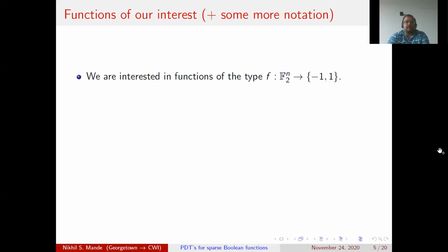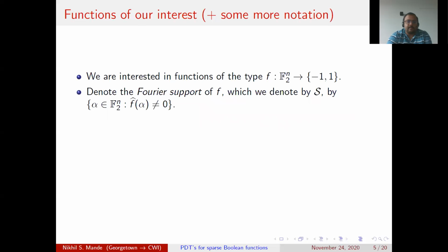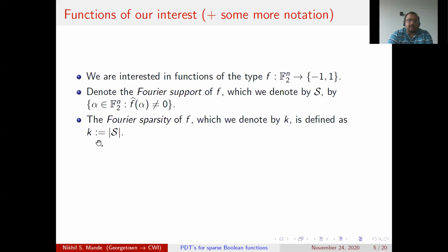Great. So we're interested in Boolean functions. When I say Boolean, throughout this talk, I'm going to mean that the range is Boolean. The range is -1 or 1 valued. So denote the Fourier support of f to be the set of characters whose Fourier coefficients are non-zero. And the Fourier sparsity of f, we're going to denote it throughout this talk by k. Note that I'm dropping the dependence on f here, but the function is going to be clear from context. The Fourier sparsity of f is the number of non-zero Fourier coefficients in the expansion of f.